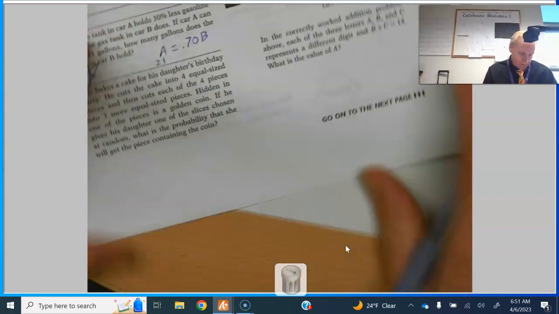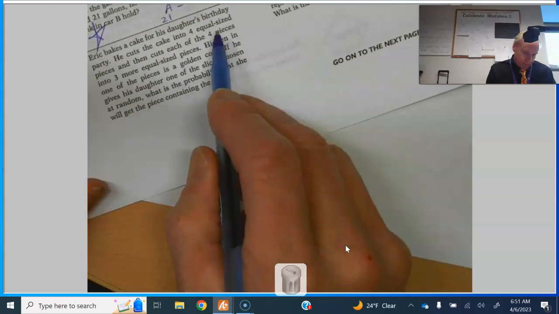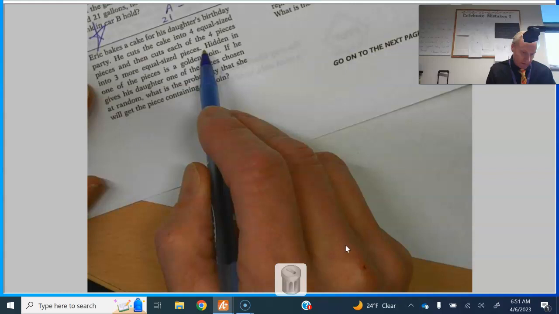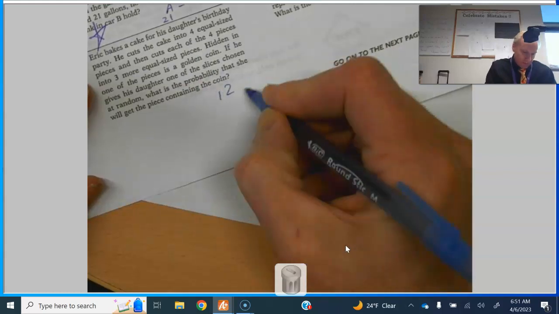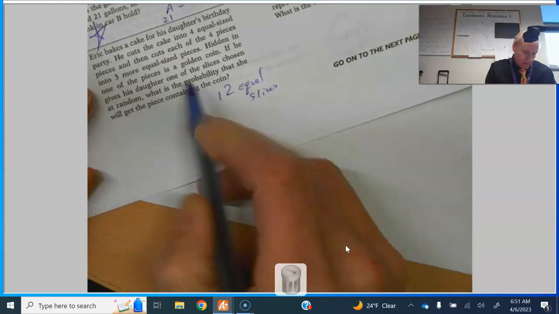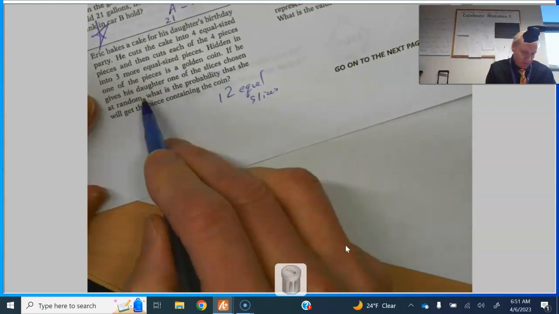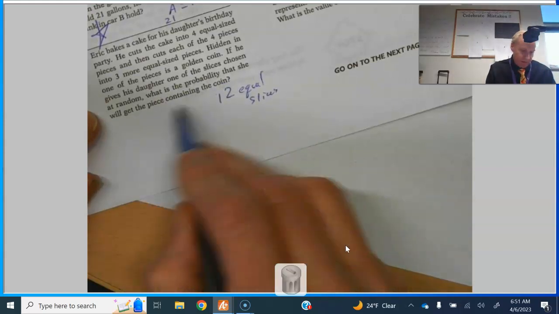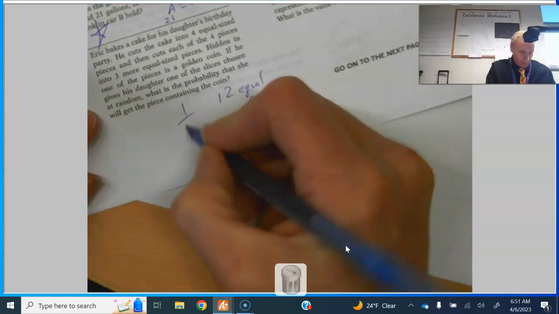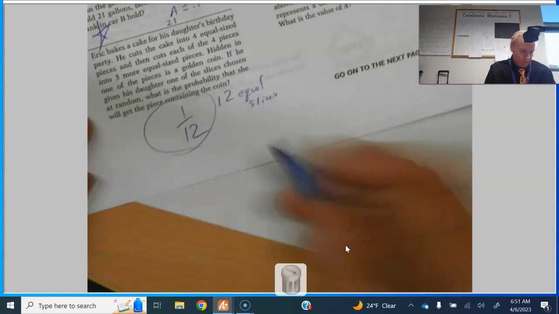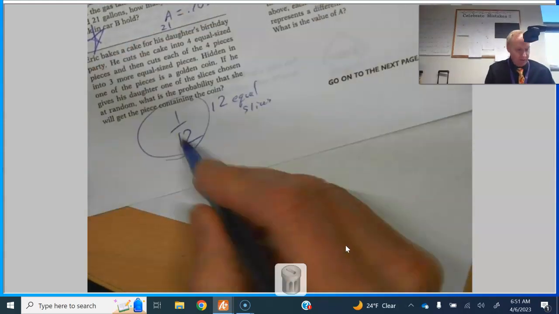Eric bakes a cake for his daughter's birthday party. He cuts the cake into 4 equal-sized pieces, then cuts each of the 4 pieces into 3 more equal pieces, so 12 equal slices. Hidden in one of the pieces is a golden coin. If he gives his daughter one of the slices chosen at random, what is the probability that she will get the piece containing the coin? 1 out of 12. Looks right. 12 equal pieces, and I'm going to put a star on that one as well.